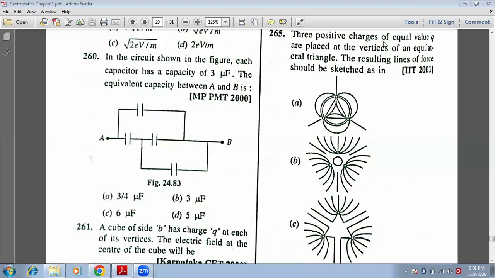3 positive charges of equal value Q are placed at the vertices of an equilateral triangle. The resulting lines of force should be sketched as in option A, option B, option C. Correct answer, option C.